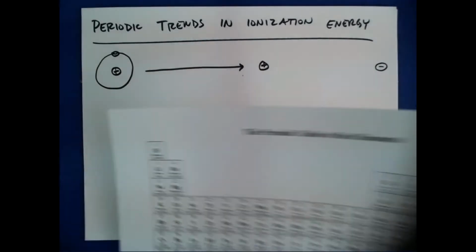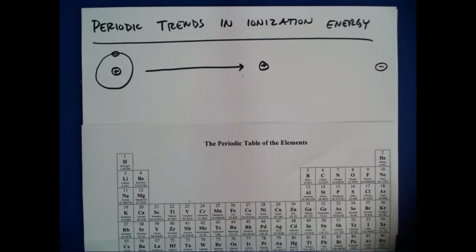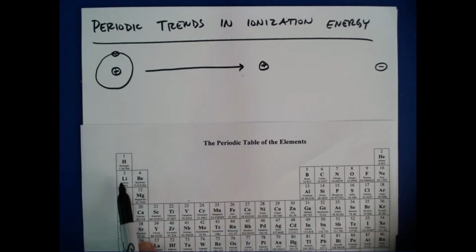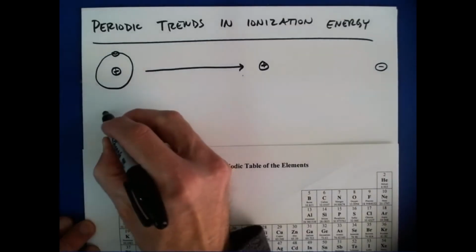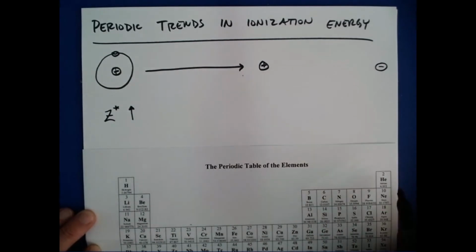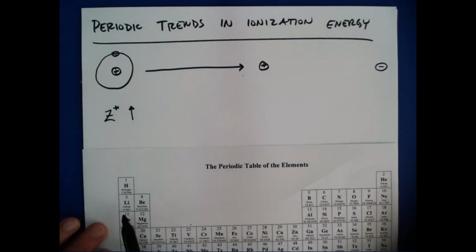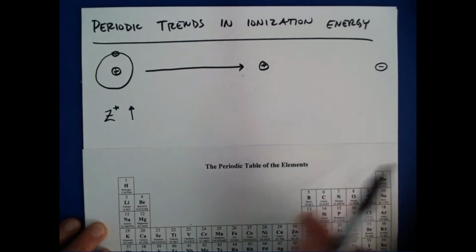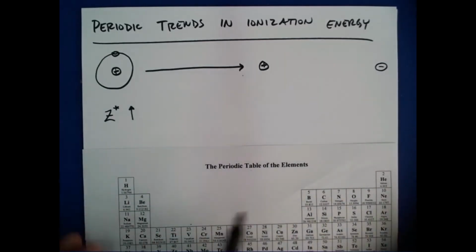Now, if we go back to our periodic table, let's now discuss how much energy the removal of the electron requires as we move across a particular period. In general, as you move across a particular period, you might remember that the effective nuclear charge increases. And because the effective nuclear charge increases as you go across the period, the valence electrons are going to experience a larger and larger positive charge. So it's going to get harder and harder to pull that electron away from the nucleus.